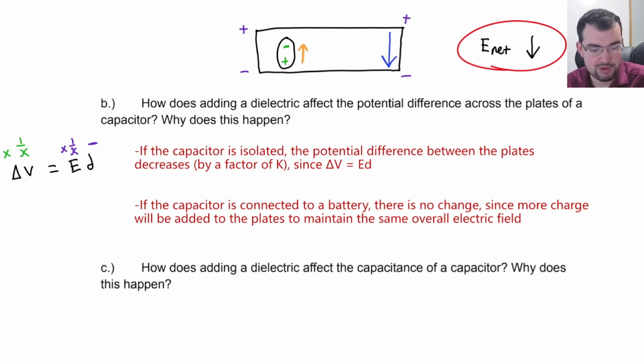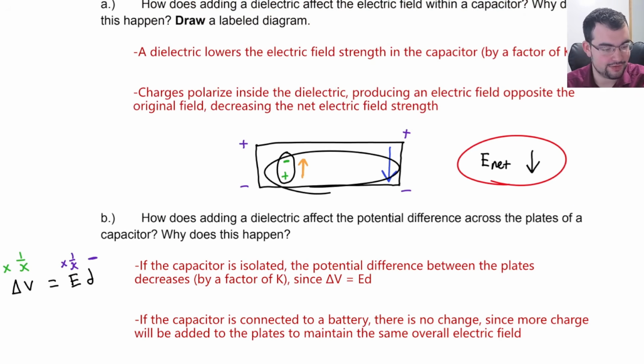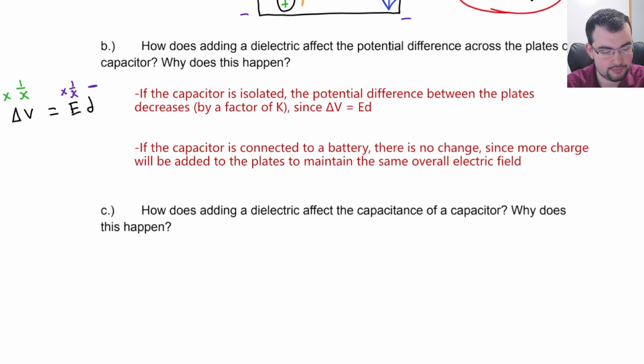Now, if we connect the capacitor to a battery, however, that forces this delta V to be fixed, which means the battery is going to dump more charge on the plates in order to counter this effect to keep the same E field as before.